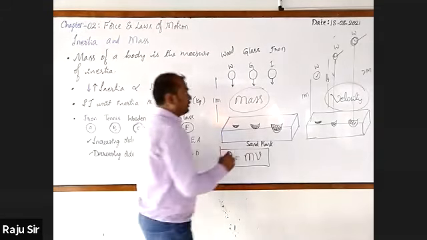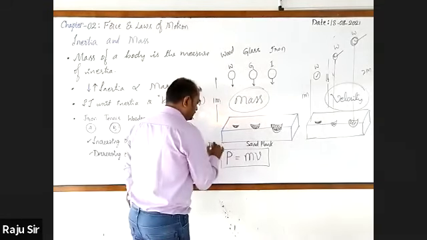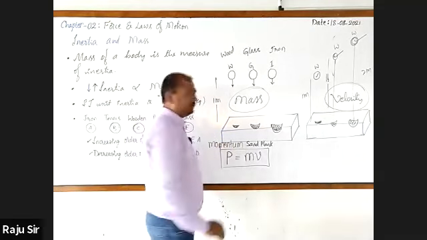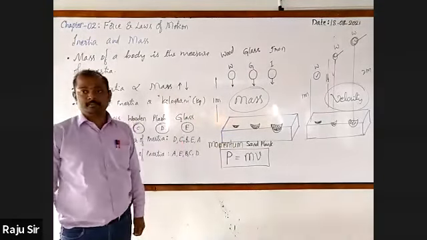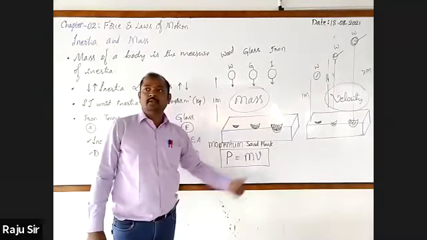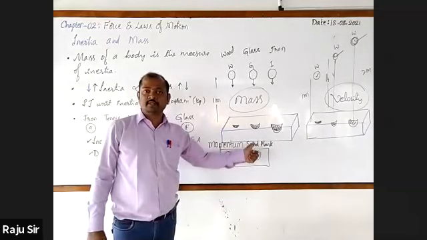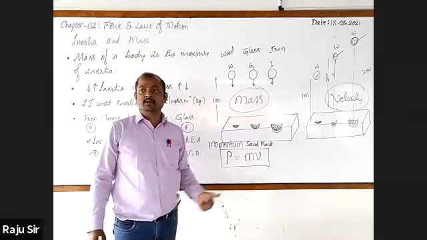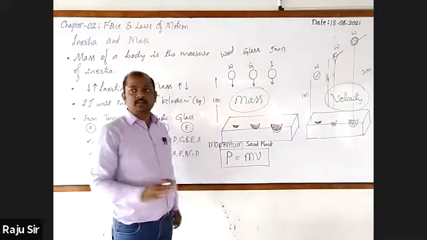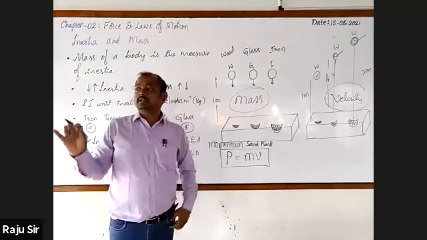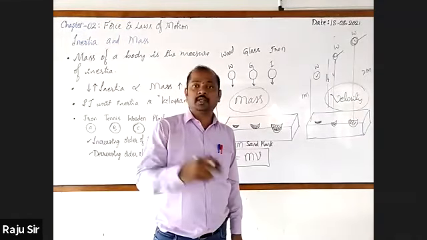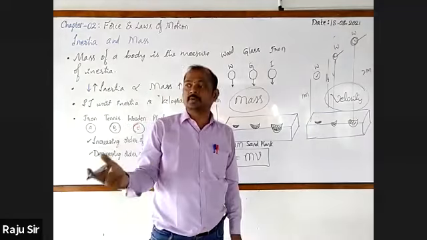Spell out the word momentum. M-O-M-E-N-T-U-M. Momentum. The momentum of a body is P equal to M into V, the product of mass and velocity. This is the mathematical definition. Generally, it is the quantity of motion possessed by a body.